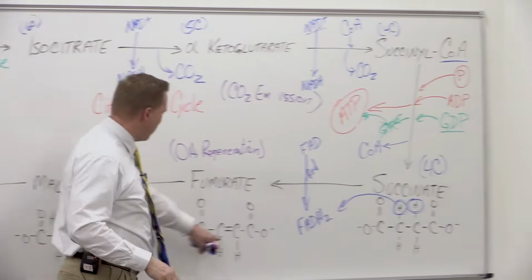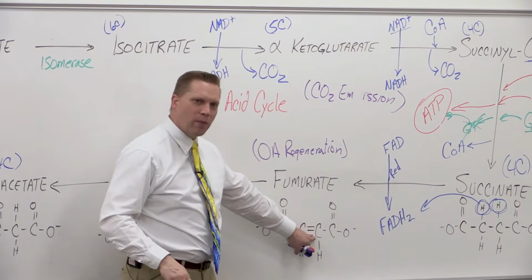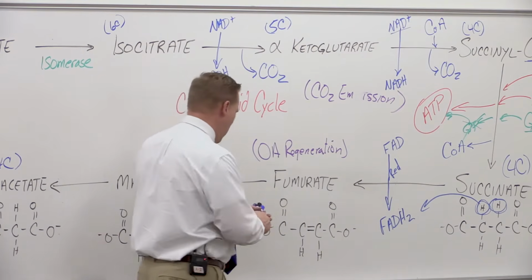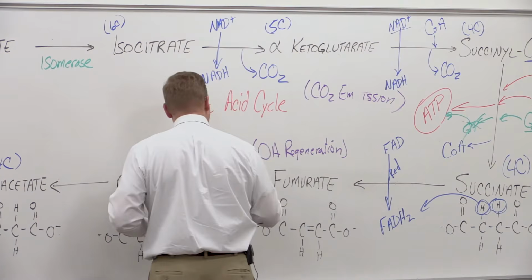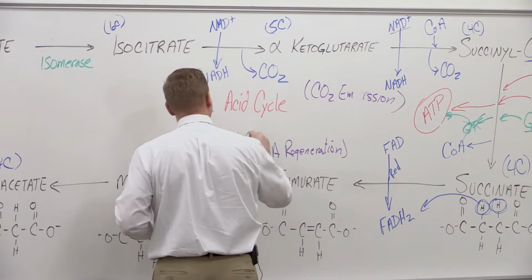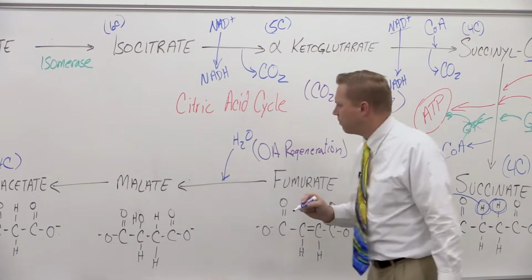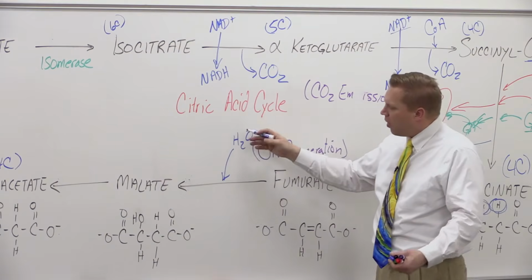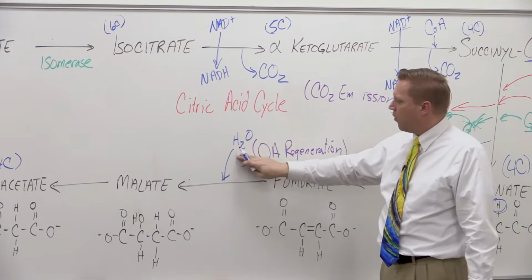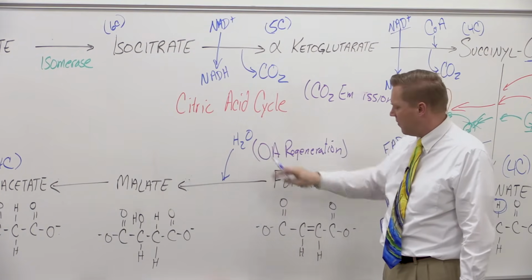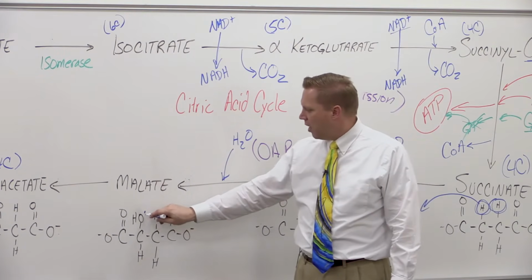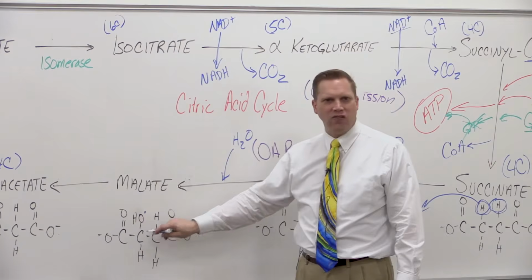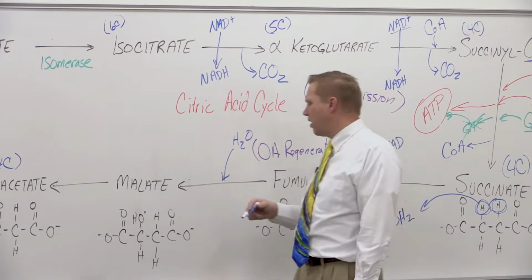In our next step, we've got fumarate. We've got this double bond right here, and we are going to add some water onto it. And we can think of this a couple different ways. It is going to be an oxidation step because in malate, right here, we're going to add a bond to oxygen on that carbon. So it's an oxidation.